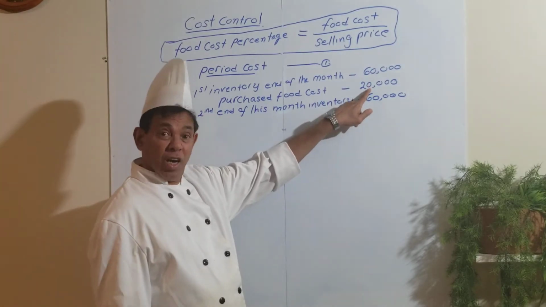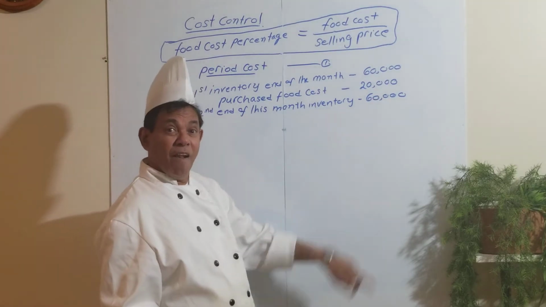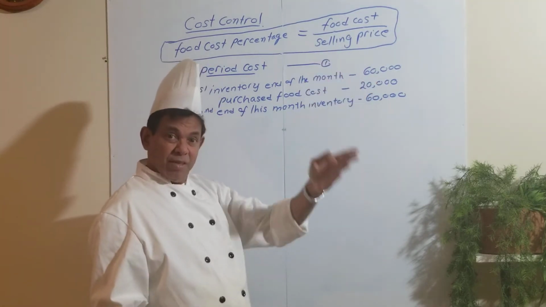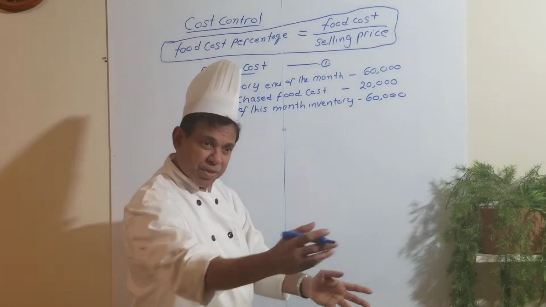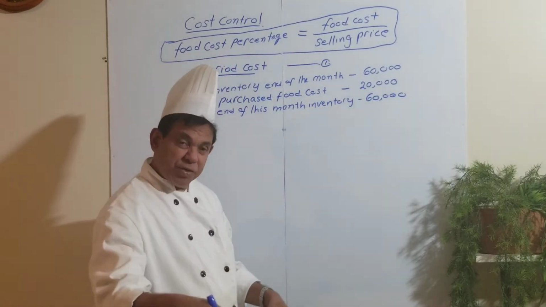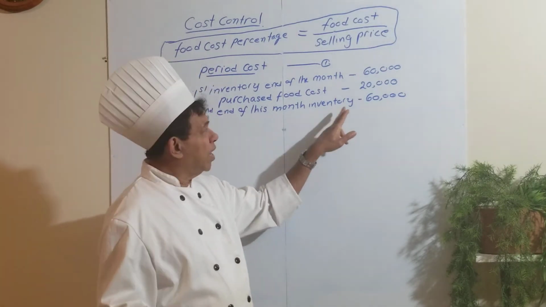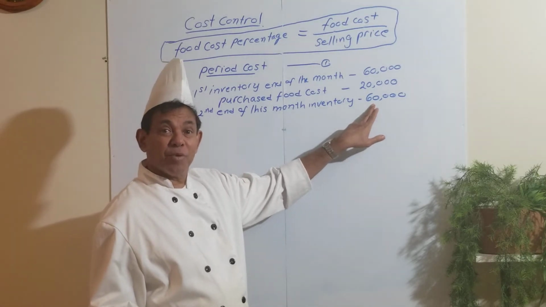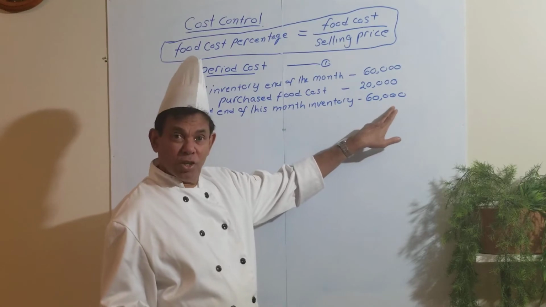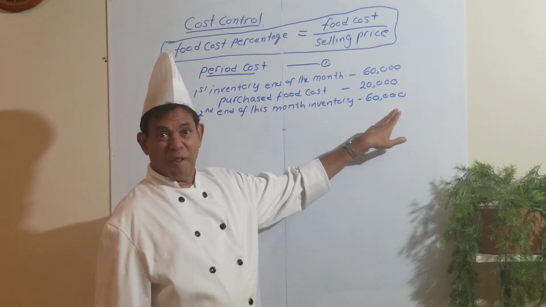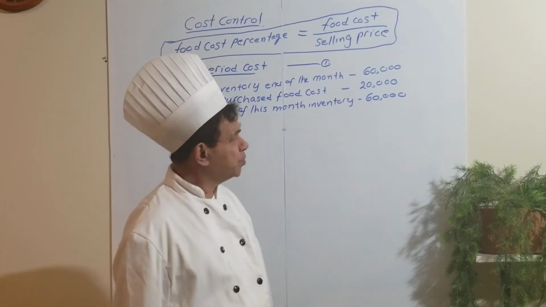I bought the food again, loaded up the fridges and everything, another 20,000. Now I use it. I use my food items just for cooking purposes. Then again, at the end of this month, when I calculate my inventory, I got my inventory cost of $60,000. I put these figures as imaginary figures.